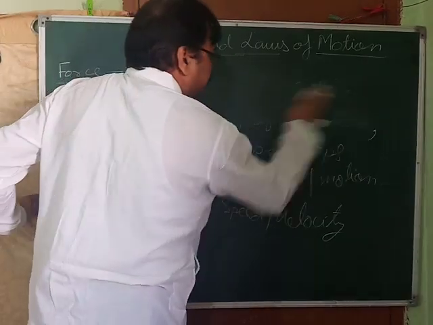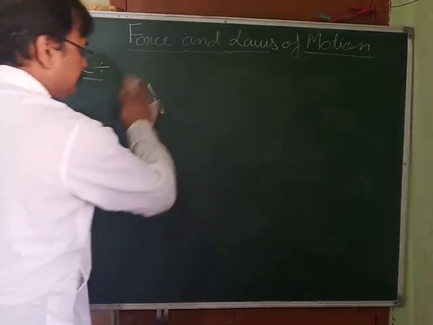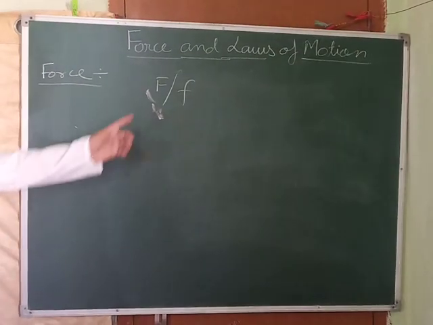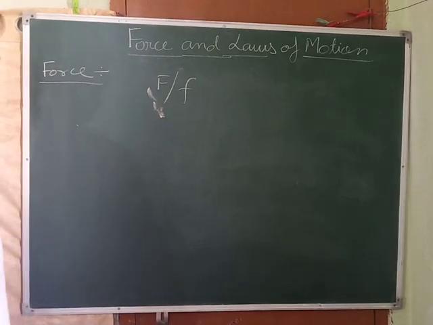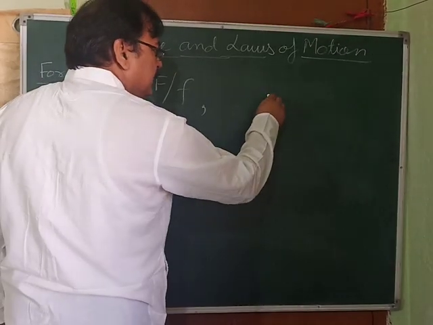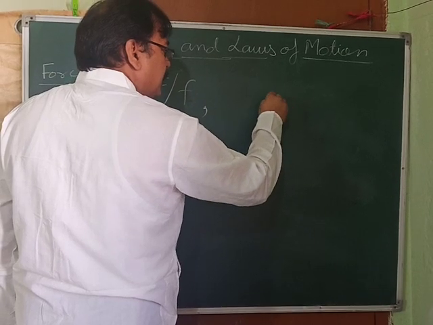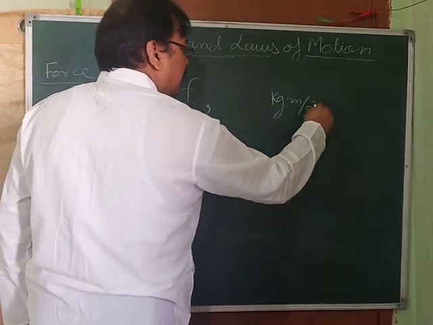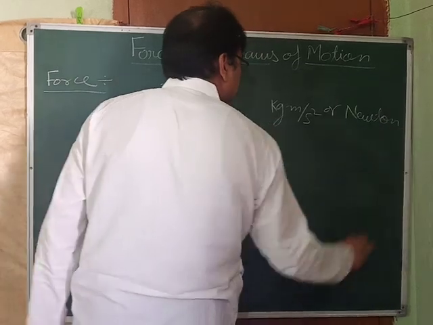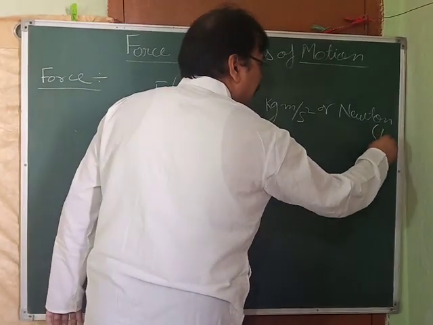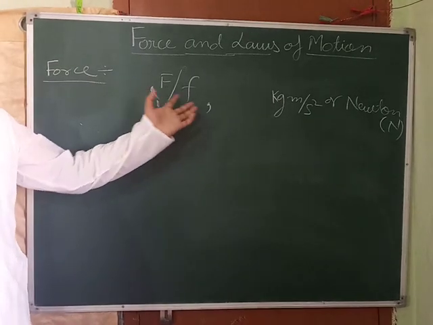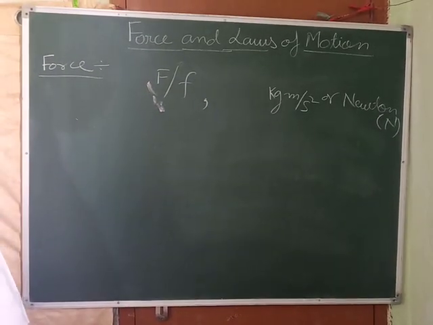And denoted by capital F or small f. Force you can denote by capital F or small f, and its SI unit is kg meter per second square or Newton, that we denote by capital N. So these are the notations and SI units of force.